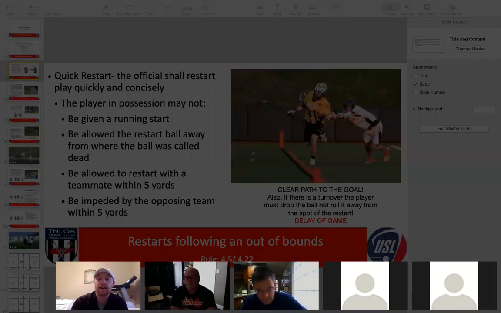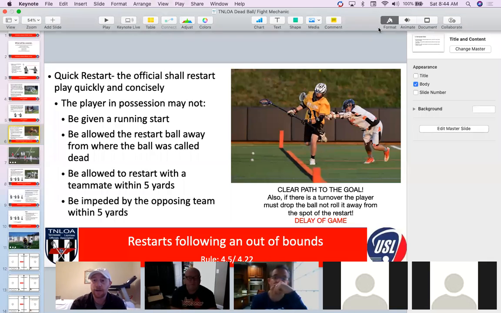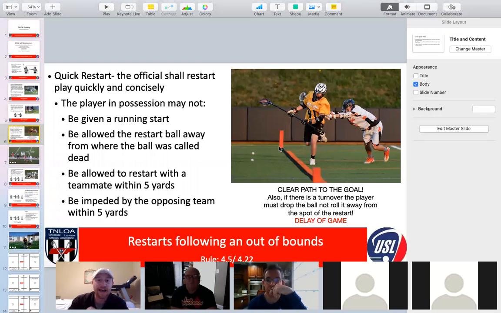We did have a comment come in. Let me check that comment real quick. John asked, how long are we going to wait for the teammate in possession with a new possession to get 5 yards away? 5 seconds. Same thing we give to goalies. We give goalies 5 seconds to get back in the crease whenever we kill the play.